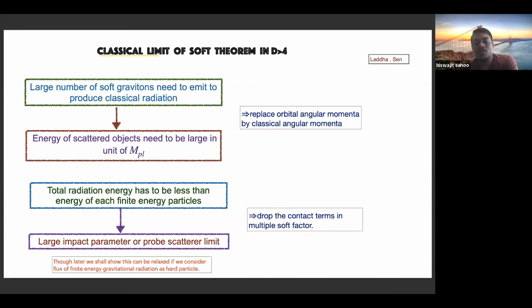So for that you have to start with the multiple soft graviton theorem, and we also have that result, and you take that. So for the multiple soft graviton theorem we take a limit where a large number of gravitons are emitted, and if you demand that, it turns out that the scattered objects have to have mass which is large in units of Planck mass. And you also want the radiation frequency, or the gravitational wave frequency, to be small, so the total radiation energy you can assume is small compared to the energy of the finite energy particles.